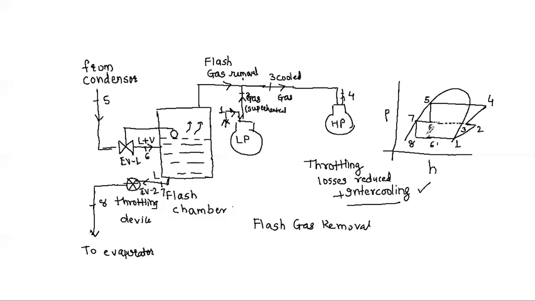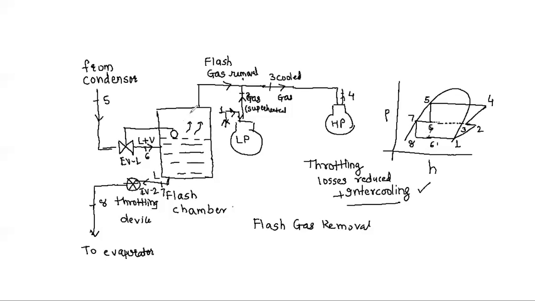Moreover, the flash gases are unnecessarily expanded, and we need to compress them back. So that is also going to add to the compressor power. So what are the throttling losses? If you are expanding it from P back to the lowest pressure.